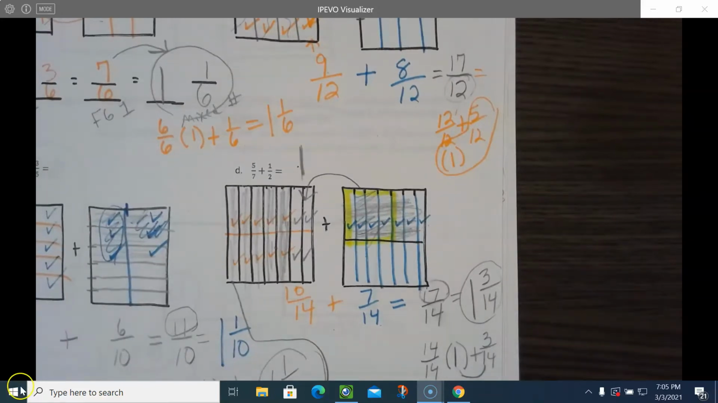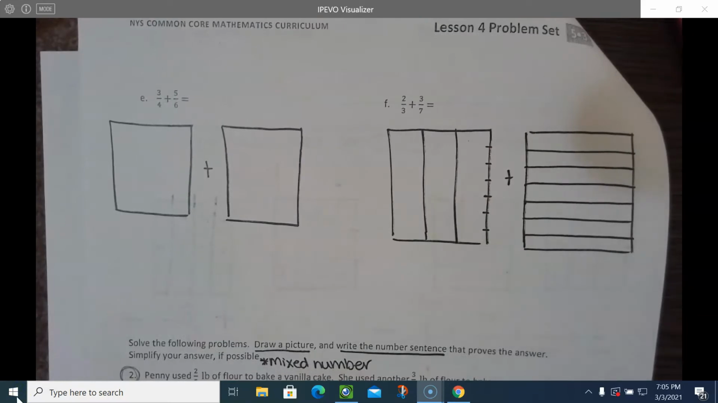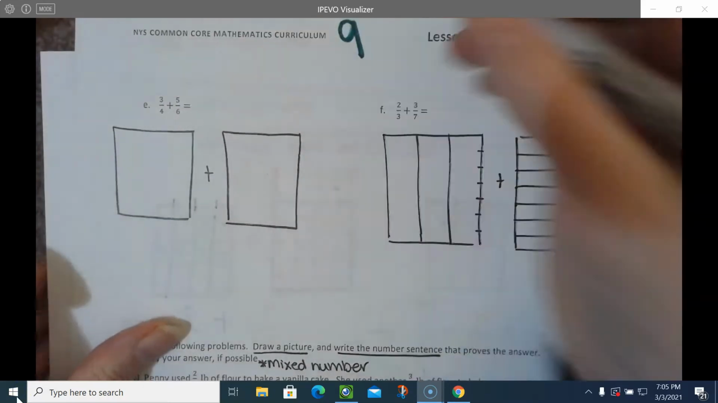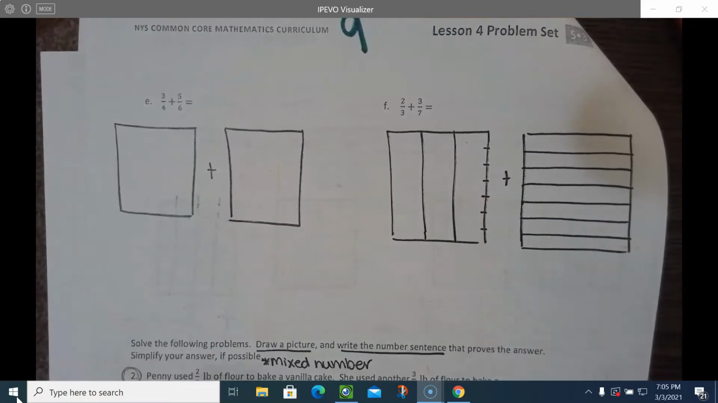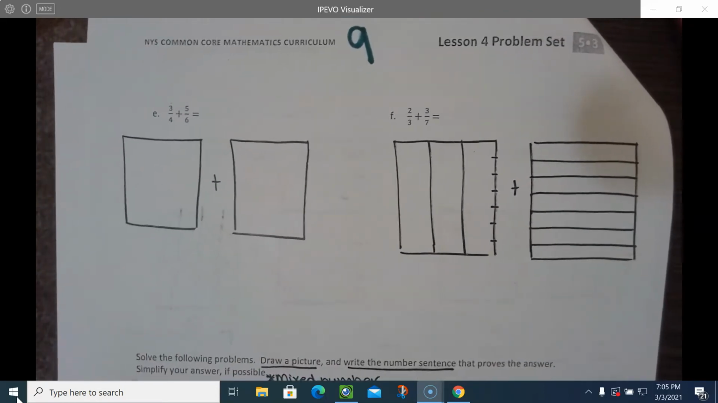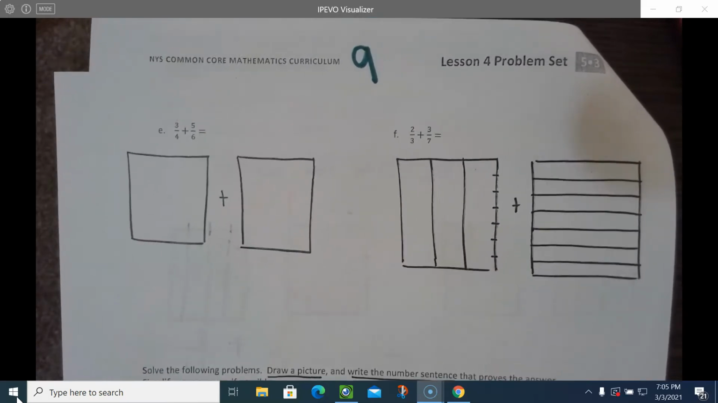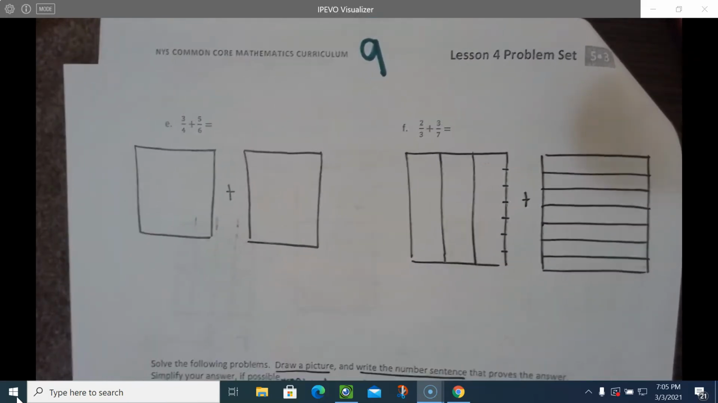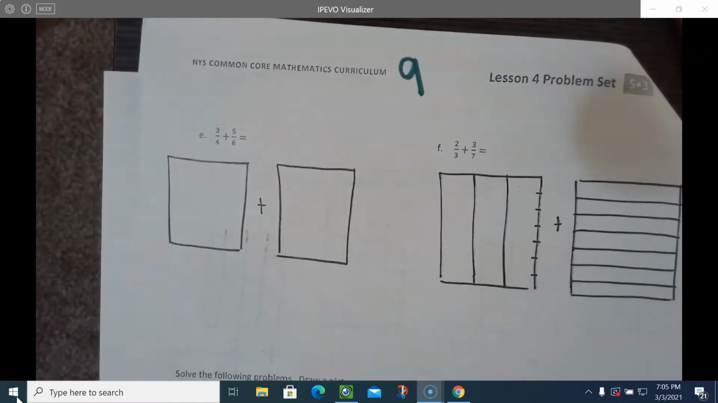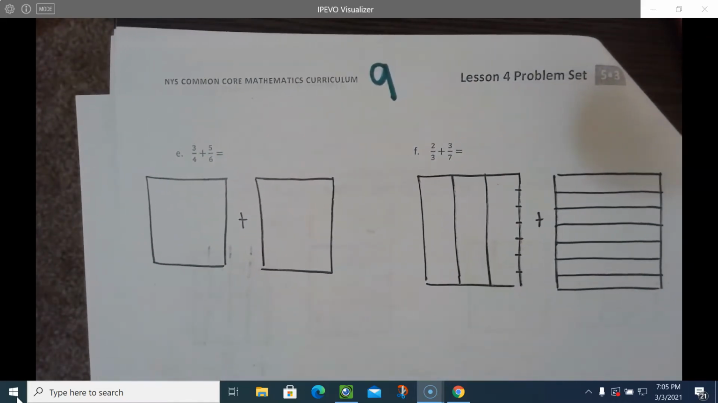Okay. Right, now, this is page 9 in your packet, and you are going to be working these problems on your own. If you have some questions about this, be sure to ask your teacher, but you will be working problem 9, just E and F on your own, and then you'll be taking a picture in Seesaw.